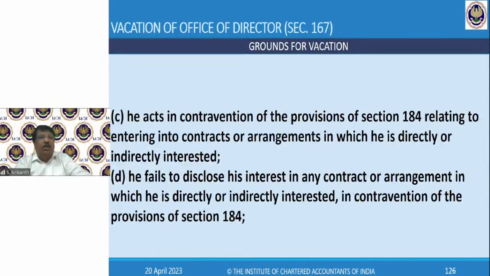He acts in contravention of the provisions of section 184. Later on, I will teach you 184 when you come to powers, meetings of board and its powers. There you will see that if there is any contract or arrangement in which he is directly or indirectly interested, he has to disclose his interest. If he does not disclose, then that is contravention of the provisions of 184. We'll come to that later. There again, I will tell you, this is a ground for vacation. He fails to disclose his interest in any contract or arrangement in which he is directly or indirectly interested, in contravention of provisions of section 184. Same thing, I don't know why they have repeated.